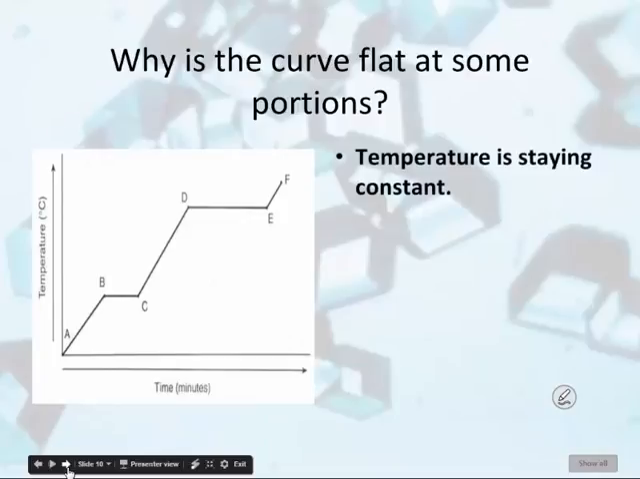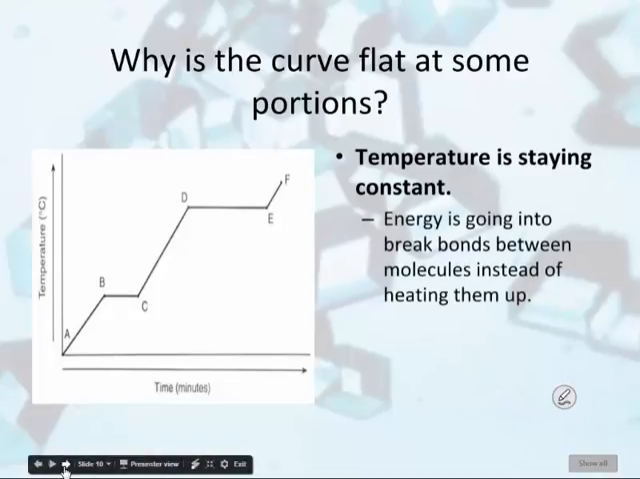So why is the curve flat at some portions? Temperature is staying constant. When your substance is actually melting, when you have an ice cube and it's melting, it's not actually changing temperature. So all that energy is going into breaking those bonds between the molecules of water, instead of heating them up. And so it's increasing its potential energy between B and C and D and E.